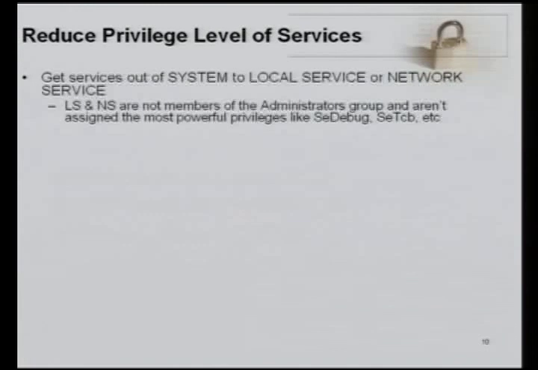So the first thing we did is we wanted to get services out of local system. No matter what you do, if you have a compromise in local system, it's game over in Windows. And so we wanted to get them to these low privilege accounts, local service and network service, that we had introduced in Windows XP. Local service and network service, if you're not familiar with them, are additional service accounts, but they're dramatically less privileged than local system. For example, they're not members of the administrators group. They don't have all of the really super powerful privileges in Windows like TCB, create token, debug, and all those different privileges. And so they really are closer to a standard user account.